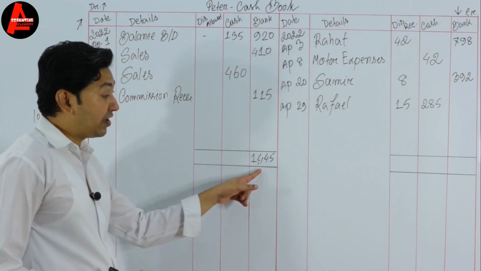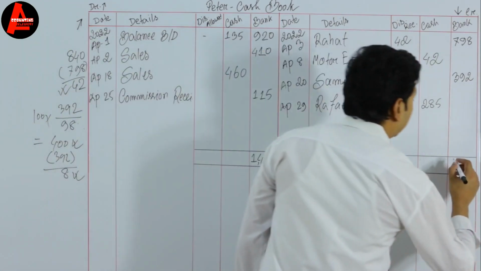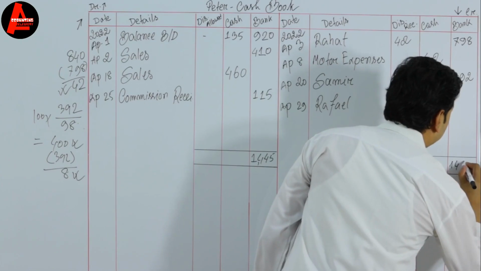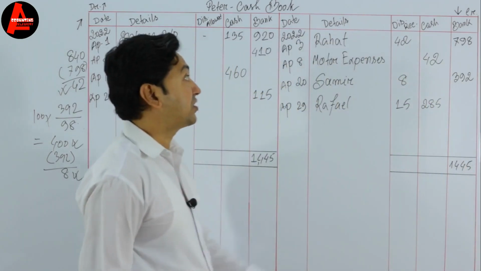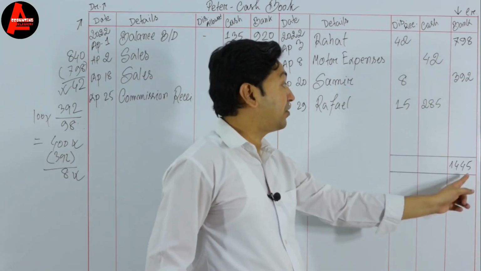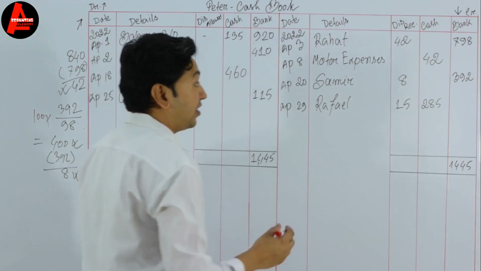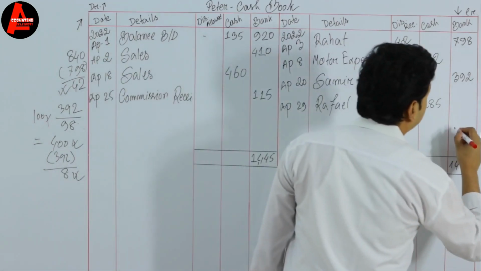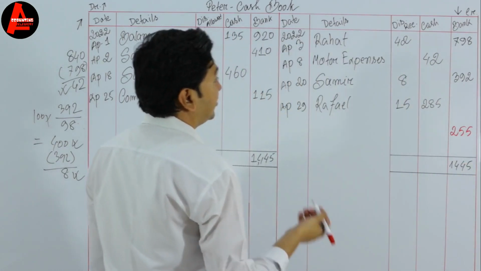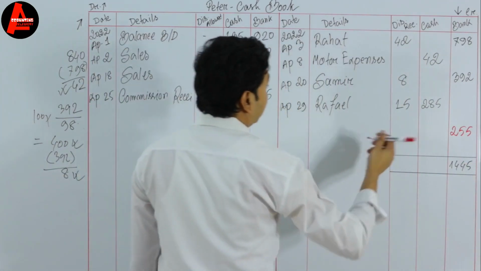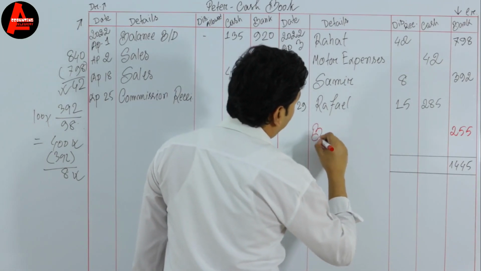Okay, now we will take this amount to the opposite column. Okay, so here we will write 1,445. Okay, now we will subtract this all amounts from this total. So if we subtract, we get here $255 after the subtraction. Okay, so what is this amount? This is balance CD. Okay, balance carried down. This is our closing balance.